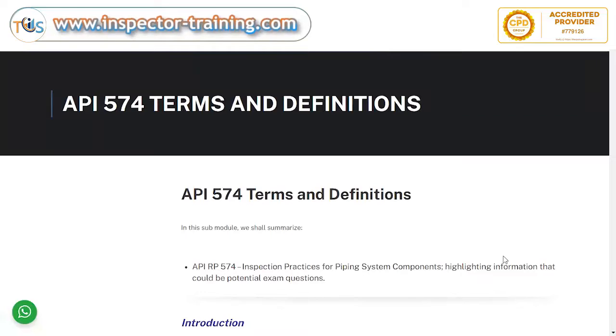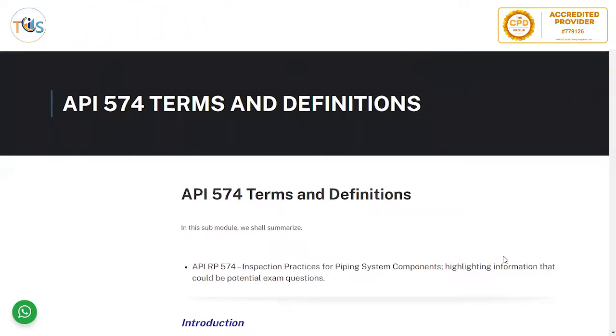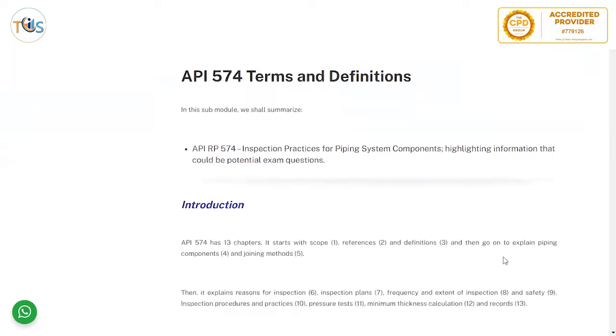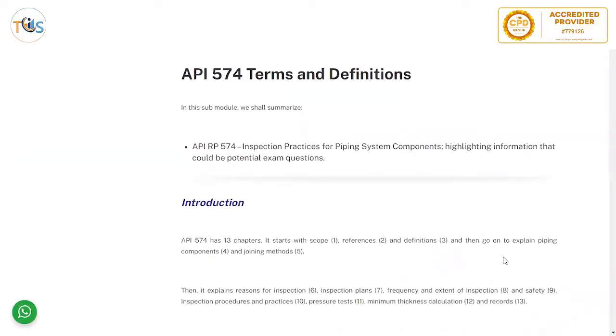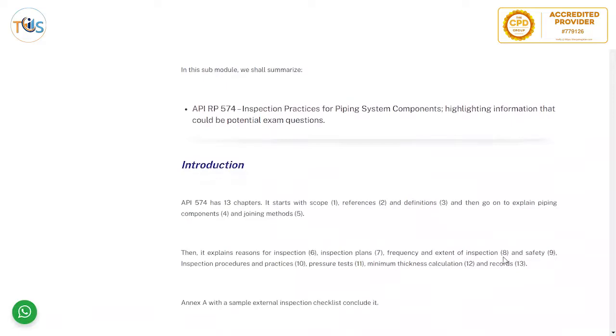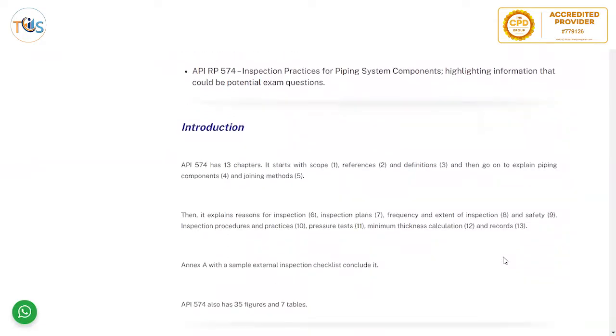API 574 piping inspection recommended practice, terms and definitions. In this submodule, we shall summarize API 574 inspection practices for piping system components, highlighting information that could be potential exam questions.